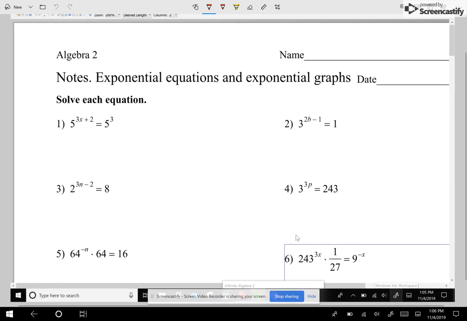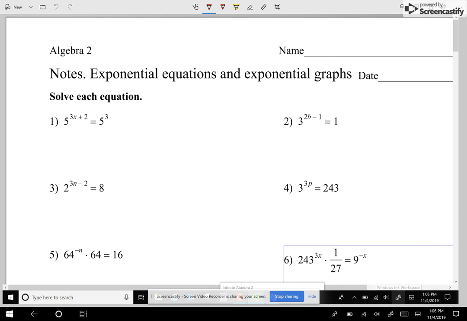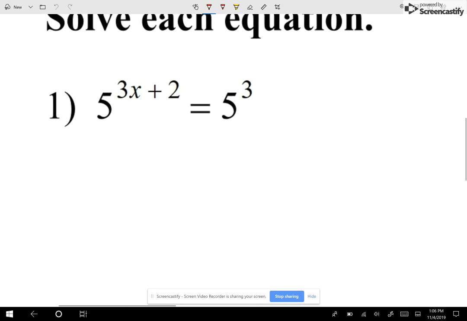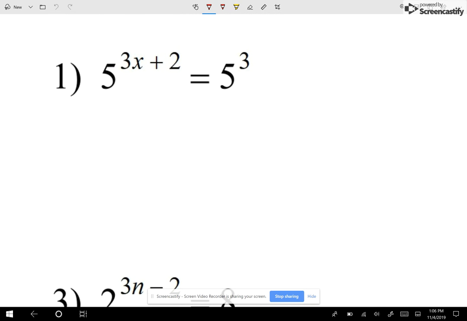Now we're going to be looking at exponential equations, and then we're going to review exponential graphs. Let me take a look at the first four questions. Let me take a look at question number one. I must have on each side of the equal sign only one number, and I need them to have the same base.